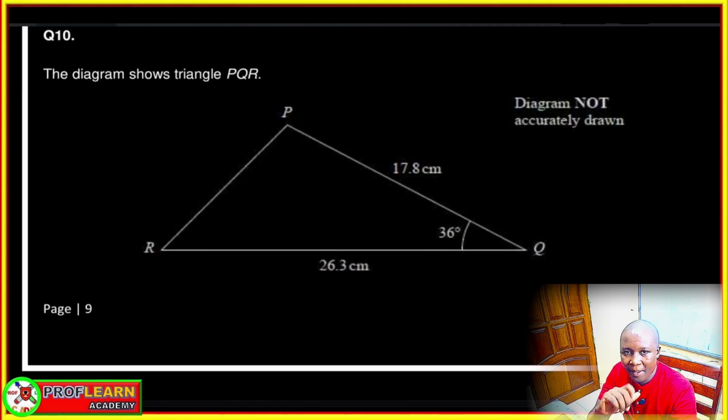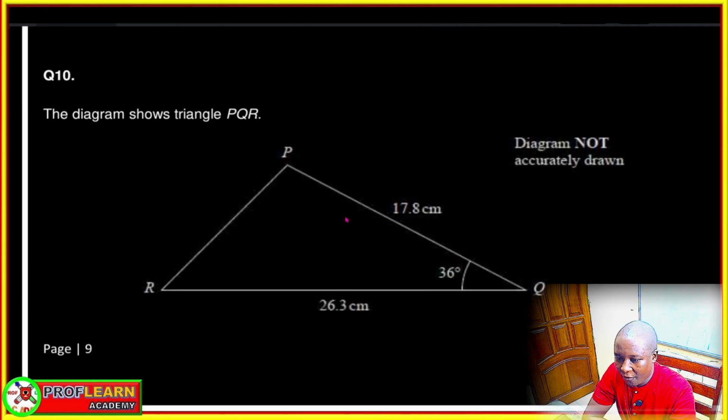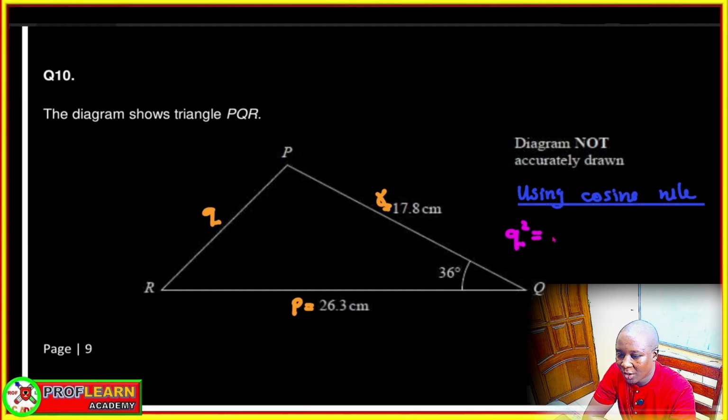In question number 10, in this coming exam, either you'll be given a question that requires you to use the cosine rule or the sine rule. So in order to work this out, we are going to find PR. The side opposite Q is small q, the side opposite P is small p, and the side opposite R is small r. Then we can write the cosine rule. Since we are finding Q, it will be Q squared equals P squared plus R squared minus 2PR cos of this particular angle that we have here. So that is cos theta.